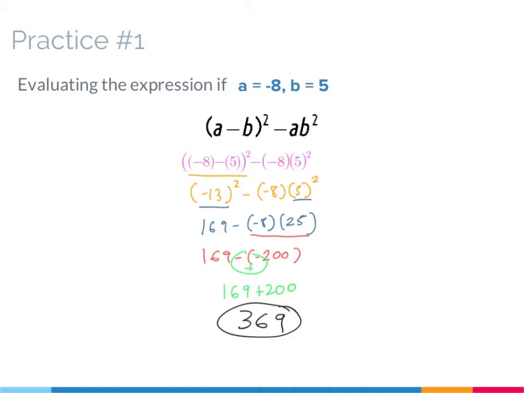How did you do? Were you able to get the answer that I got? Hopefully you did. If not, go ahead and look through my work, figure out where you made your mistake, and let's go on to the next example.